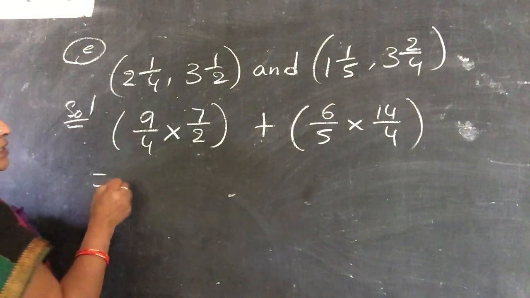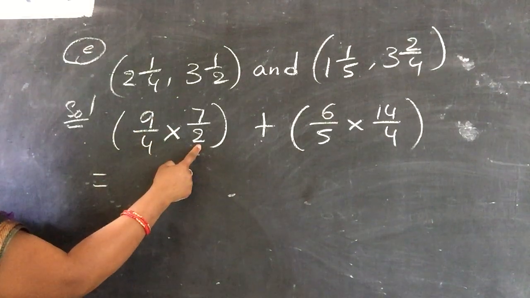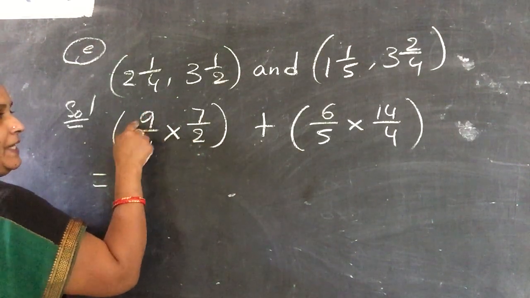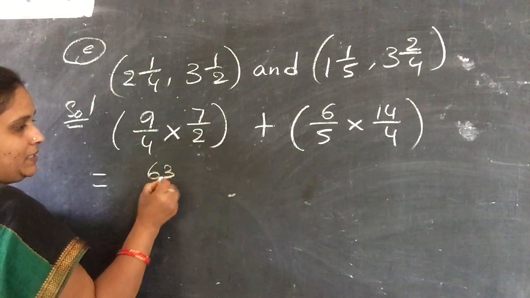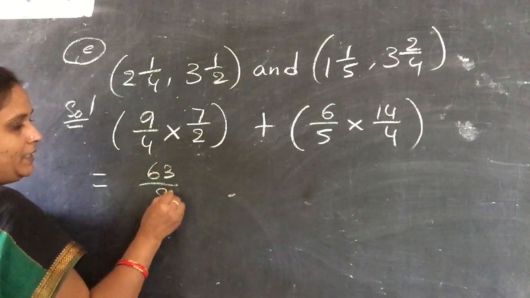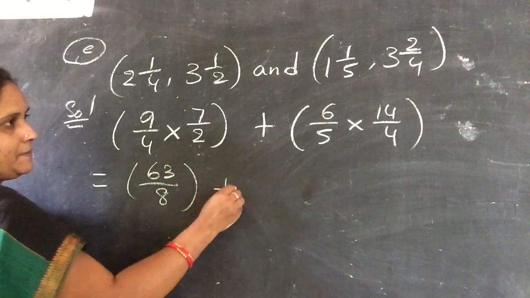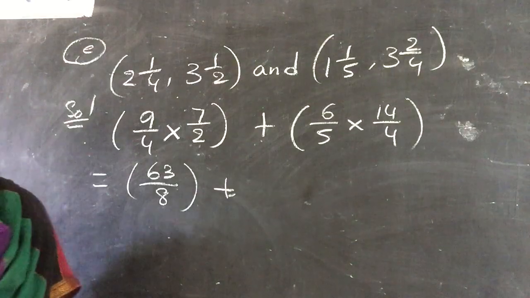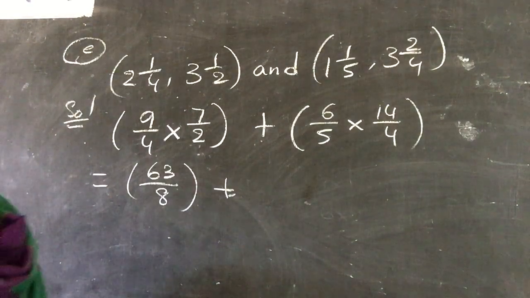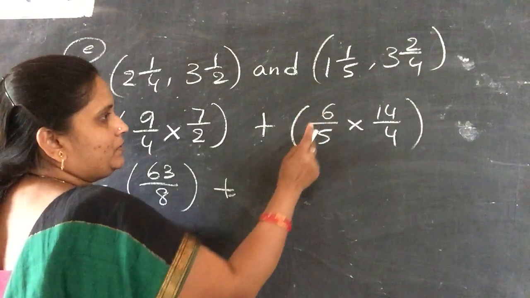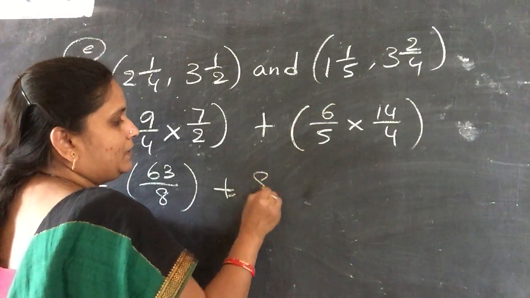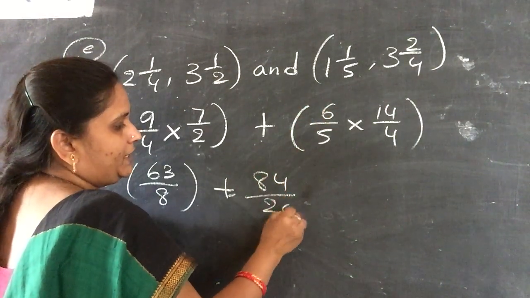So as cross division is not possible, directly you have to multiply. 9 7s are 63/4 2s are 8. Plus here, is there any possibility for the cross division? Directly you can do 6 into 14, 84/20.